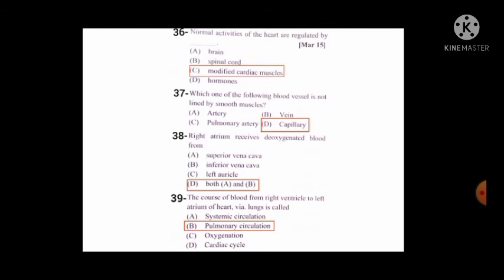Which one of the following blood vessels is not lined by smooth muscle? Artery, vein and pulmonary artery are lined by smooth muscle, but capillaries are not lined by smooth muscle because they are very thin. The right atrium receives deoxygenated blood from the superior and inferior vena cava, so the answer is A and B. The course of blood from the right ventricle to the left atrium of the heart via the lungs is called pulmonary circulation, as we discussed before.